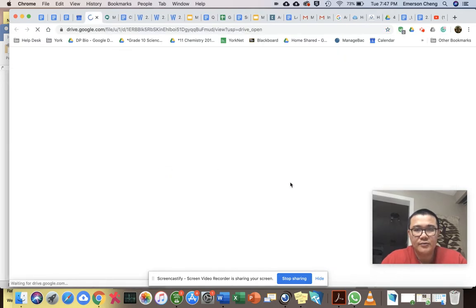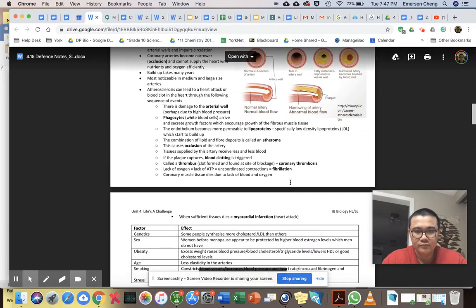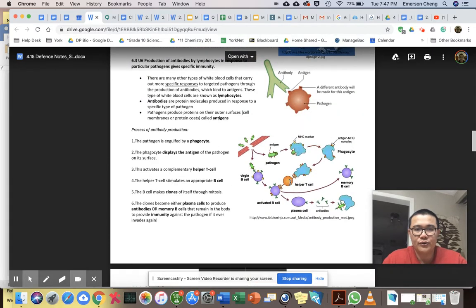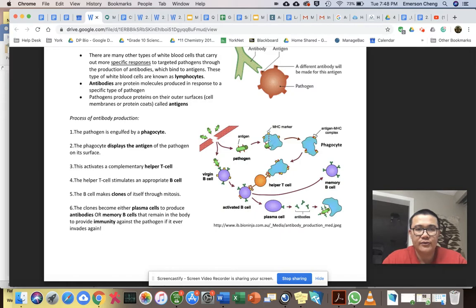So this here, let's go back to a little review. In SL material, this is what you learned about the process of antibody production. The pathogen got engulfed by phagocytes, which display or present the antigen of the pathogen on the surface, activating the complementary T cell. The T cell stimulates the B cell. The B cell makes clones of itself through mitosis, becoming either a plasma cell or a memory cell. Okay, so that's what you learned in SL.